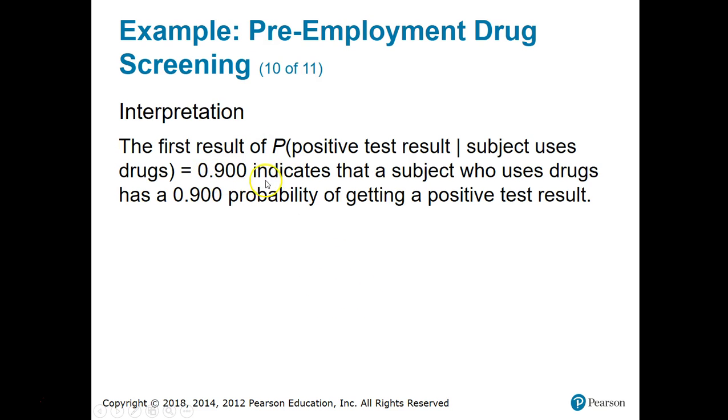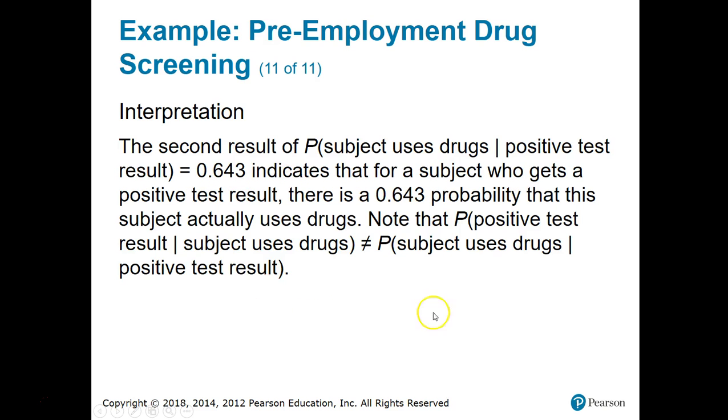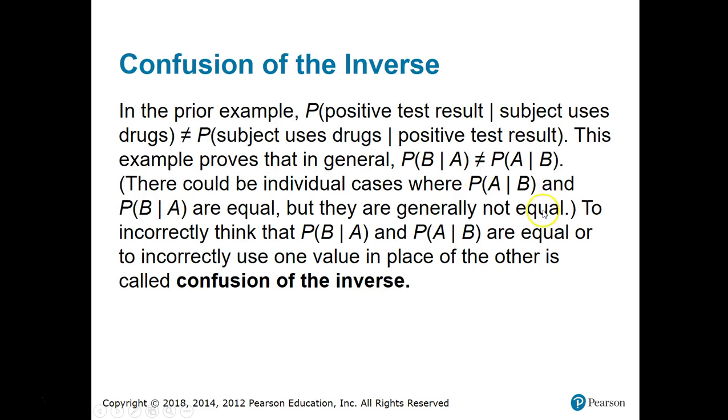All right. So this is just saying that those two are not the same. Switching them around does not equate. 0.643 is not the same as 0.9. And this is just the confusion of the inverse. Just saying it explicitly, P of B given A is not equal to P of A given B. All right, and sometimes they will be, but usually they are not.